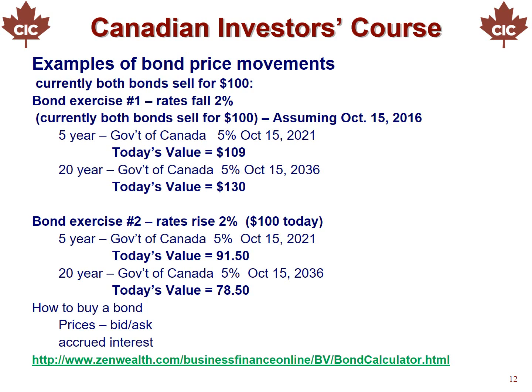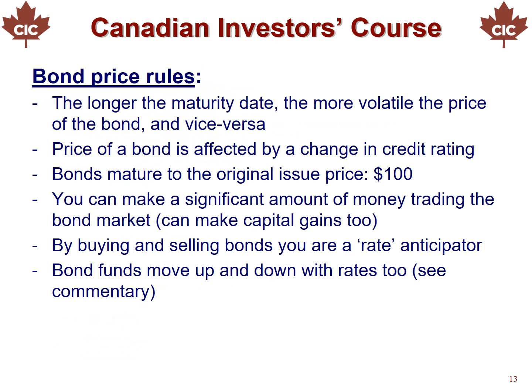So, how do you buy a bond? Well, they're priced just like stocks. They have a bid and an ask, and you have to take account of accrued interest. If you want to know more, there's a bond calculator at the bottom of slide 12. So, bond price rules. The longer the maturity date, the more volatile the price of the bond, and vice versa. The price of the bond is affected by changing credit rating.